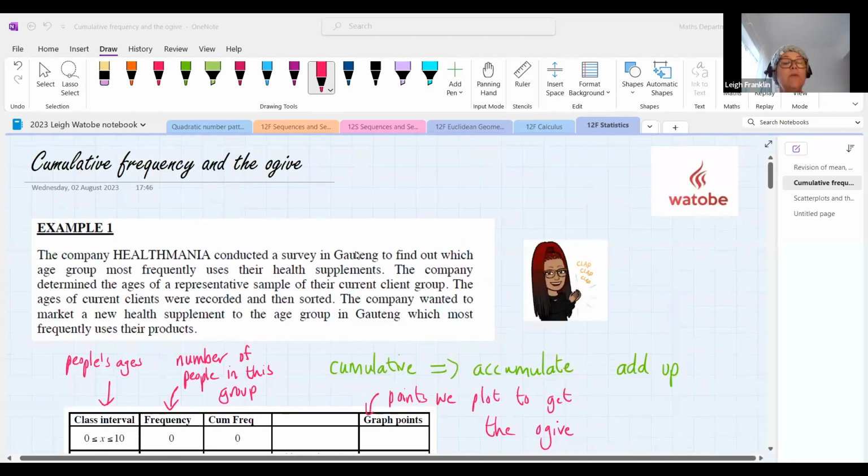All right, so everybody, we are talking about cumulative frequency and the graph of the cumulative frequency called the ogive. Again, this is something that you should have done in grade 11. And I'm just going to spend some time this evening.